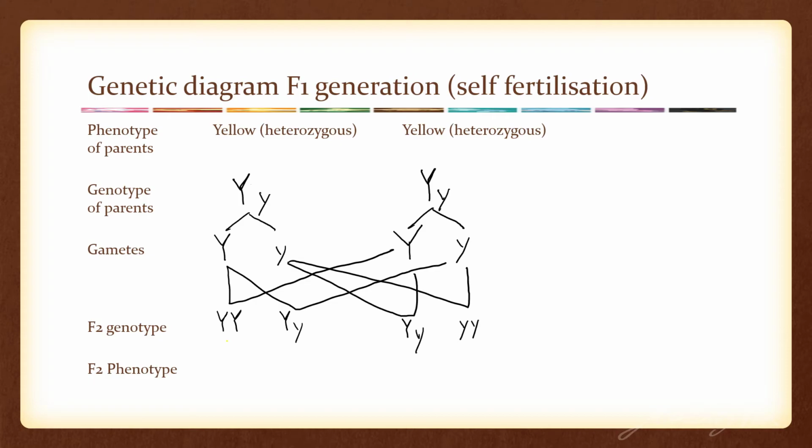As for the phenotype, having two dominant alleles will obviously give you yellow color pea. One dominant allele will also result in yellow color pea. While having two recessive alleles will result in the offspring being green in color, because that is the recessive phenotype. So the ratio of yellow color pea to green color pea will be 3:1. So this is how you do a genetic diagram. If you have copied this down, it is time for some practice.